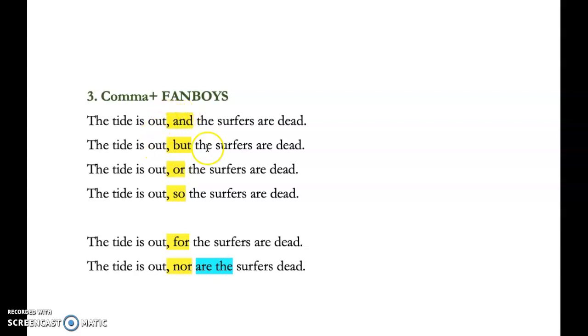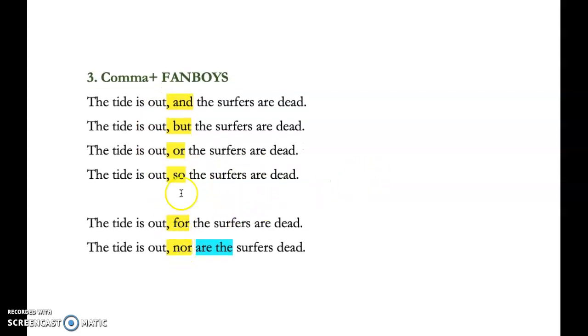So notice that these little tiny words have a really important impact on the meaning of the sentence and the relationship between the first sentence and the second. If I said the tide is out or the surfers are dead, that means that only one of these two things can be true, not both. If I say the tide is out, so the surfers are dead, I'm saying the surfers died because the tide went out. So you can't just slap any old word in here. You've got to think about what the word is saying.